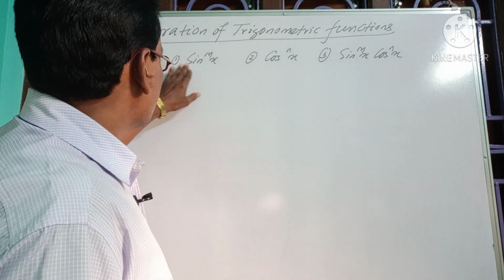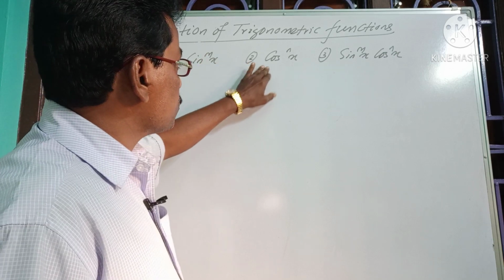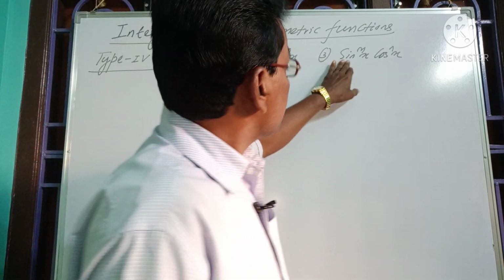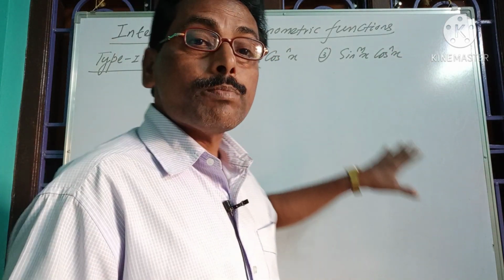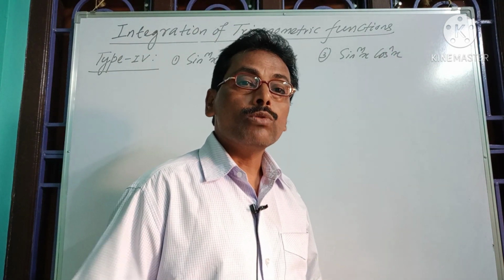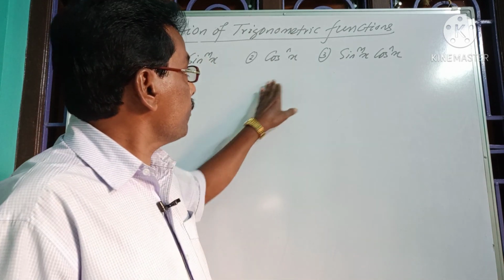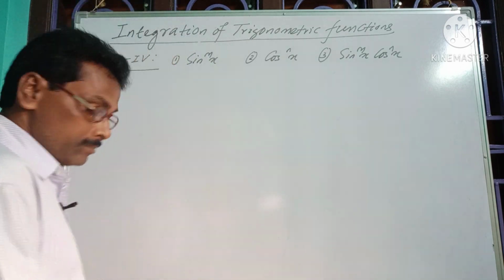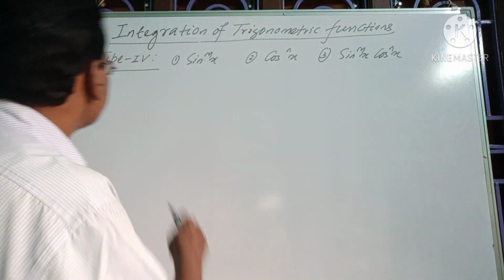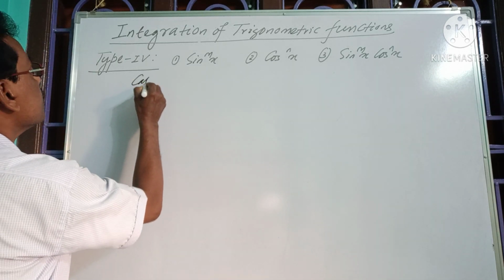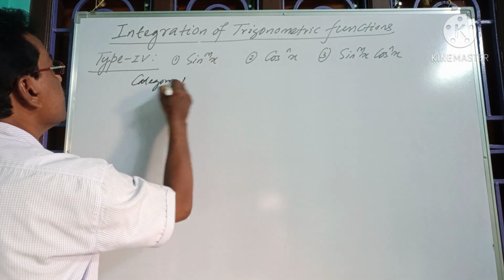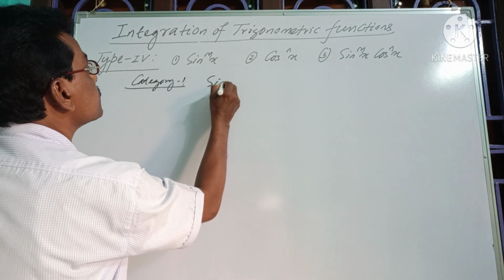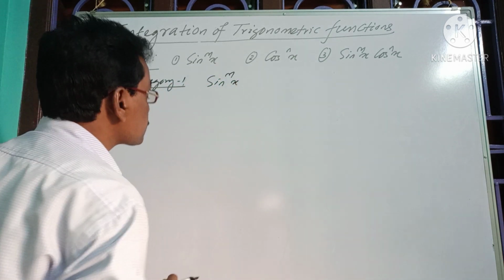These higher powers of odd positive integers are of three types in general. The first one is sine to the power m of x, the second one is cos to the power n of x, and the third one is sine to the power m of x into cos to the power n of x, where m and n are odd positive integers. So let us see how we will integrate the three categories of integrands. First consider category 1, that is, we have to integrate sine to the power m of x.